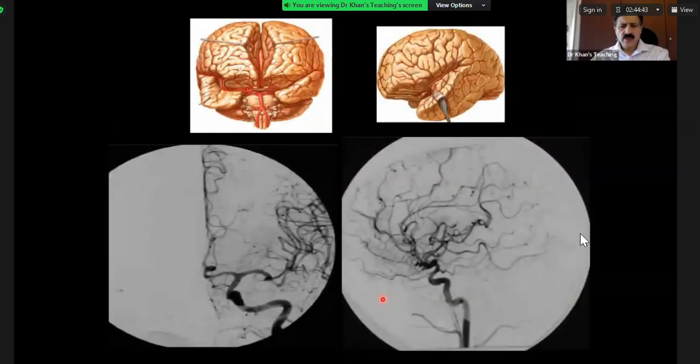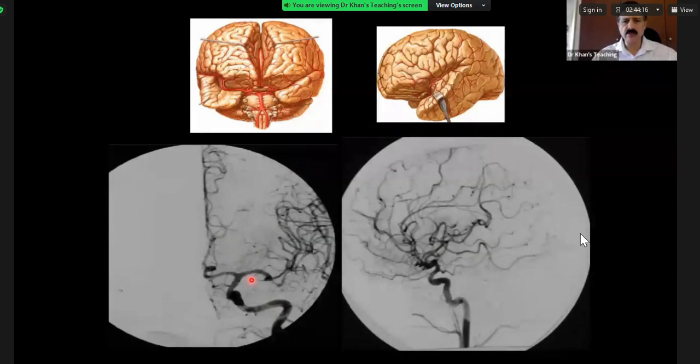Now, if you see here, this is the normal angiogram, AP view and the lateral view. And this is the carotid angiogram. And so please remember, closer to the exam, you have to open an atlas and revise your anatomy. This is key, number one.